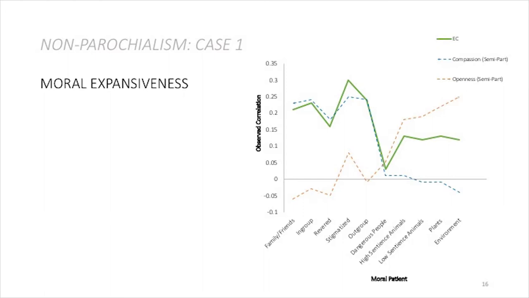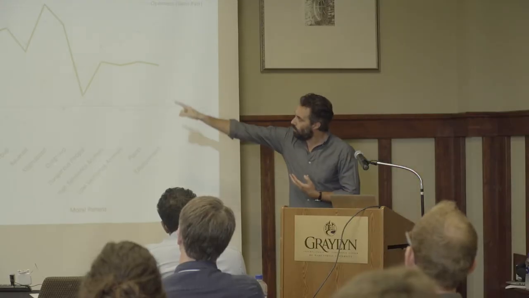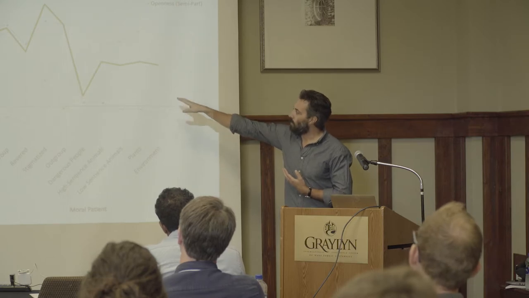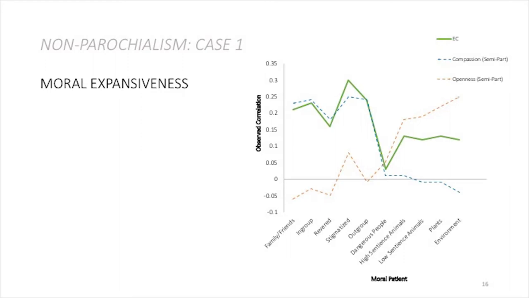Now, really interestingly, if you take compassion alone, which is blue, or openness alone, which is orange, you see this divergence. So compassion only predicts moral concern for things close to you. It's on the left side there, so that's the blue line up there. Over here, it doesn't do anything. Openness doesn't do anything when it comes to predicting moral concern for people and things close to you. But as soon as you get beyond the human-animal boundary, it's openness doing the work. Put them together and you get enlightened compassion, sustaining that moral concern across the board.